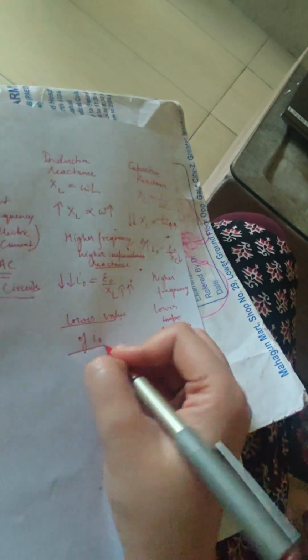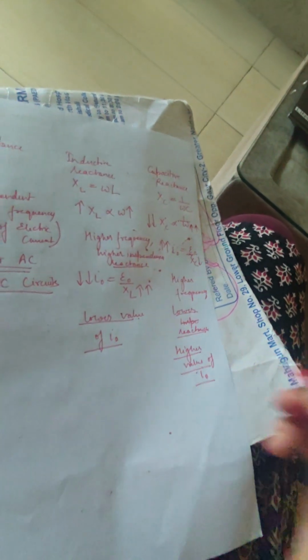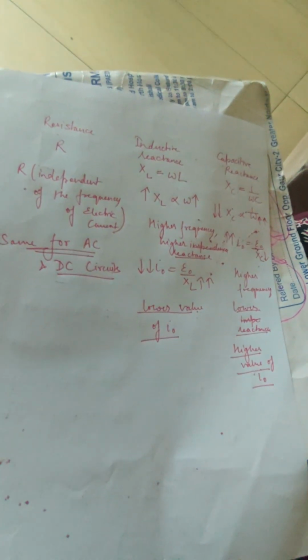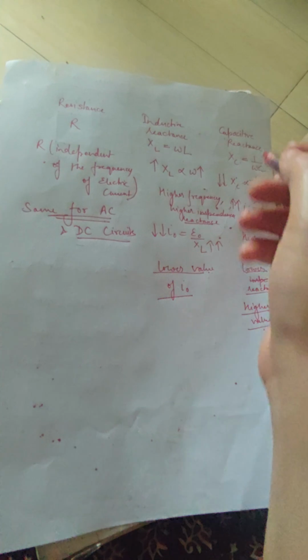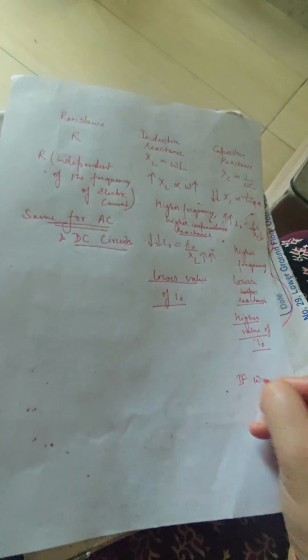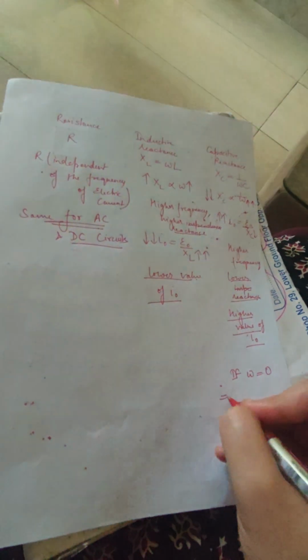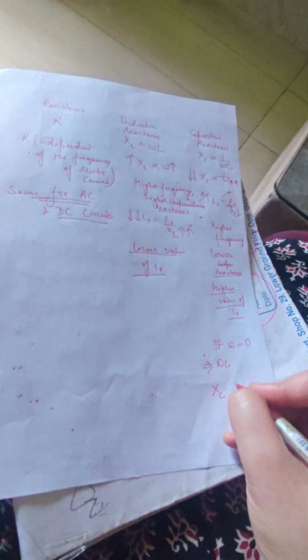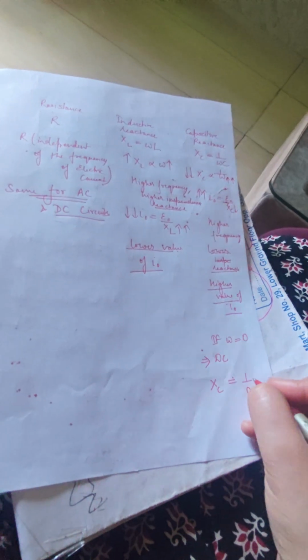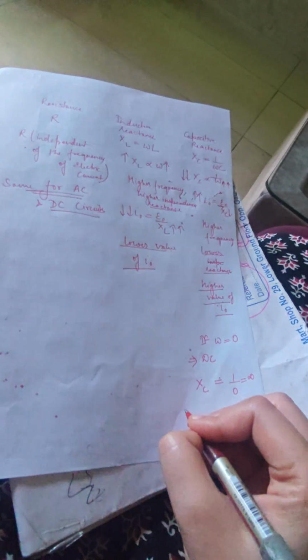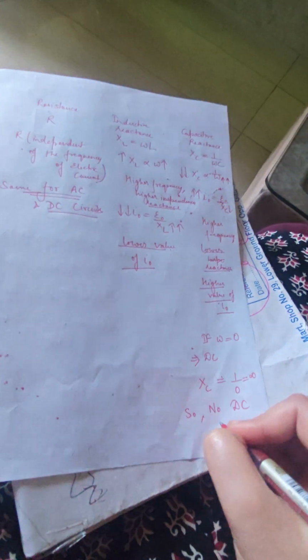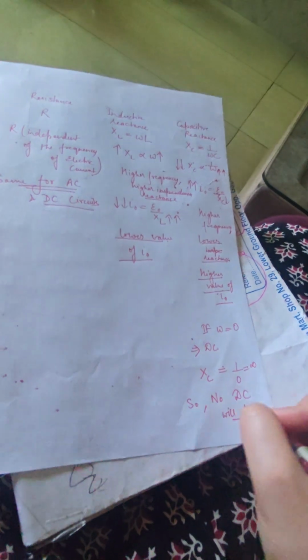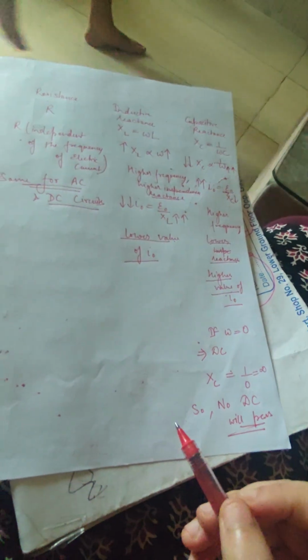So this is how the three components are going to control the device. Capacitor depends on frequency. You can see the capacitive reactance depends on frequency. Now see, if omega is 0, when does it happen? Omega is 0 in case of DC. So if omega is 0, XC is going to be equal to 1 upon 0, which is infinity. This means the capacitor will provide infinite reactance, so no DC will pass. So the capacitor would start behaving like a switch. It won't allow the current to pass through it.